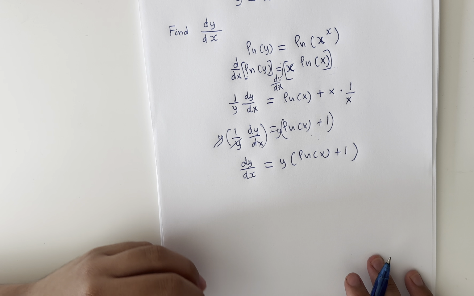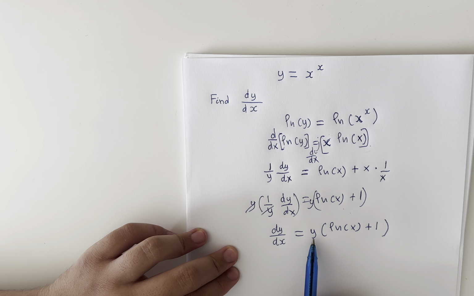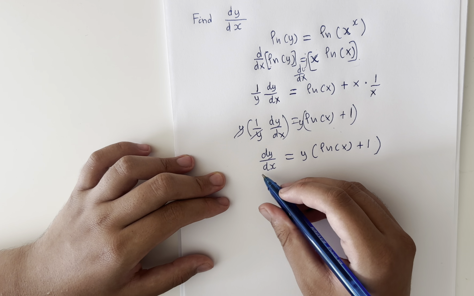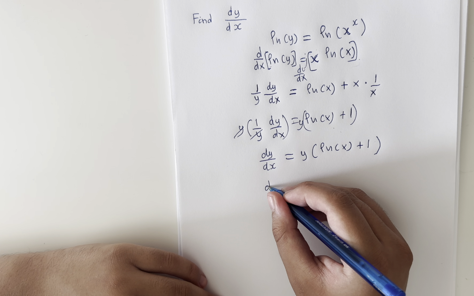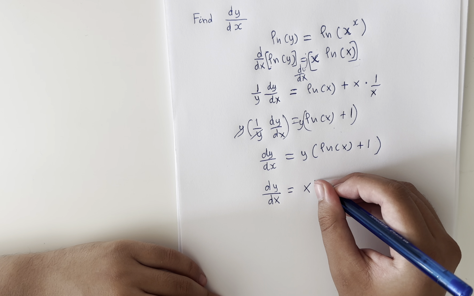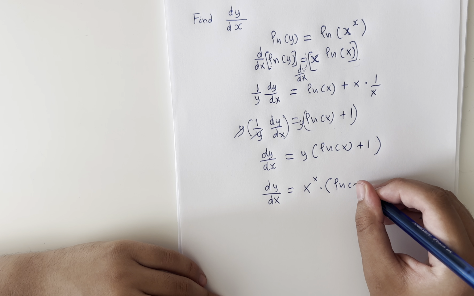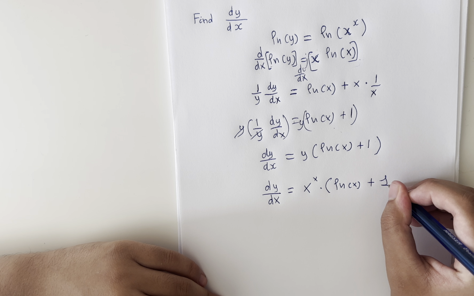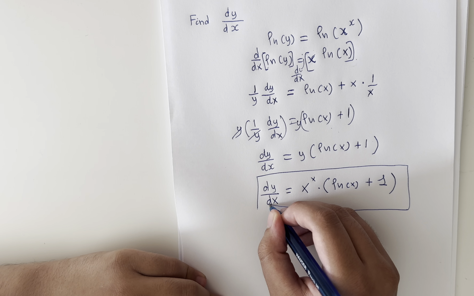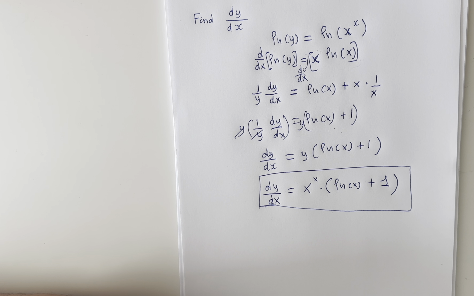And what did we define earlier? We defined y to be equal to x to the x. So I can simply replace this y with x to the x, so that we have everything as a function of x. So now I can finally write that the derivative of y with respect to x is equal to x to the x times the natural log of x plus 1. And this right here is my final answer.